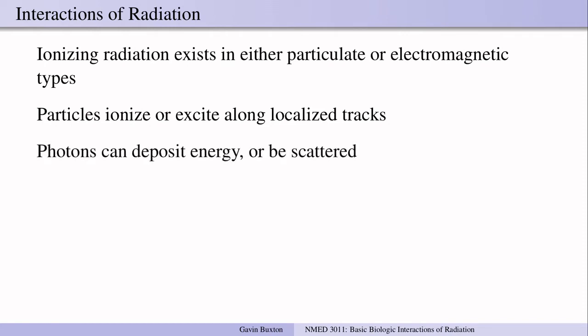Photons can deposit the energy, as we've just described, or they can also scatter. And when they scatter, they can change direction, but with very little energy loss. Now, the reason why we refer to this as ionizing radiation is because of the ability to ionize. It's the excess energy that is really kind of important about this type of radiation.